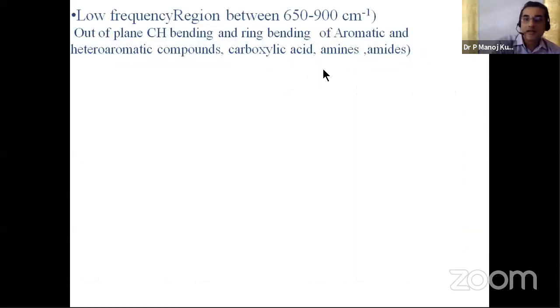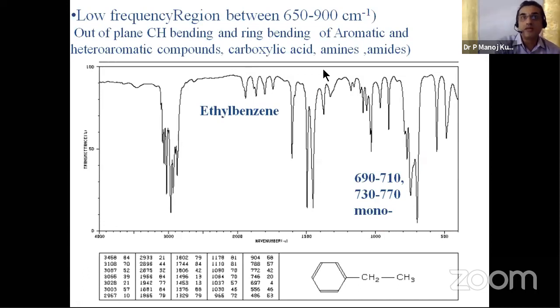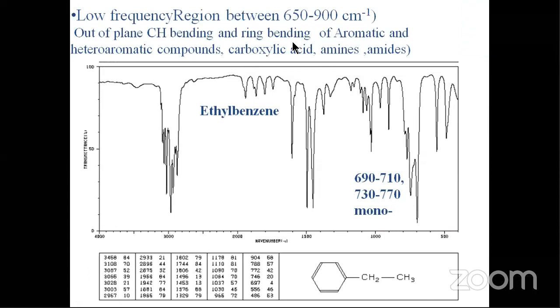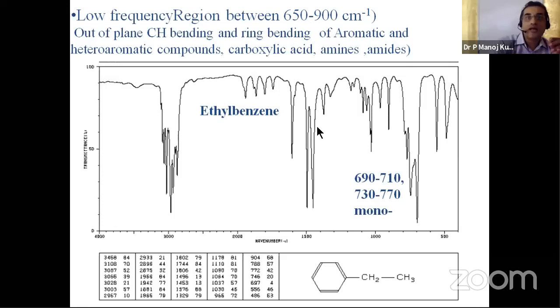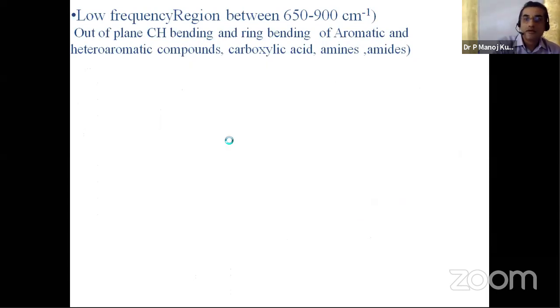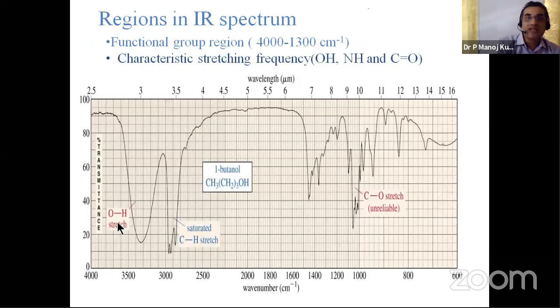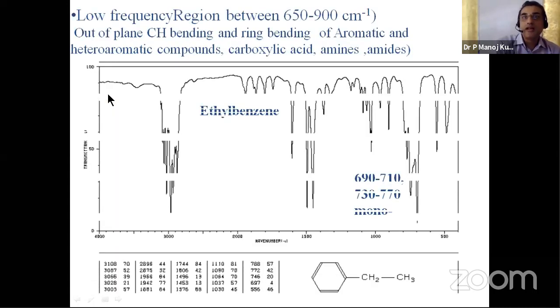The next region that you should be looking into is the region between 650 and 900 centimeter inverse. All the bending vibrations will occur in this portion of the spectrum. So two regions are very important. One is the region between 1300 and 4000 centimeter inverse, which represents all the stretching vibrations. And another one is the region between 650 and 900 centimeter inverse, which represents the bending vibrations.